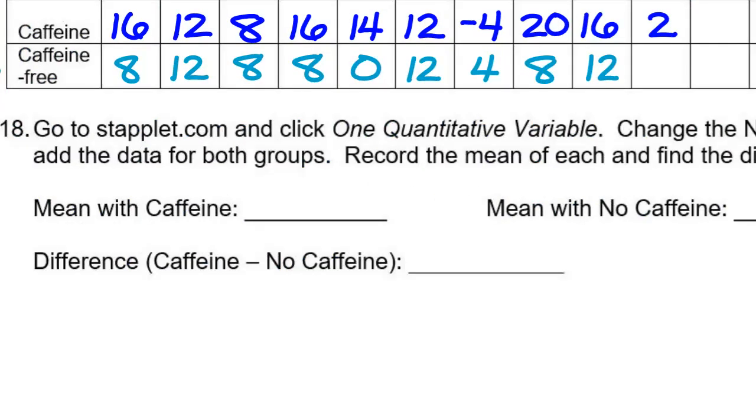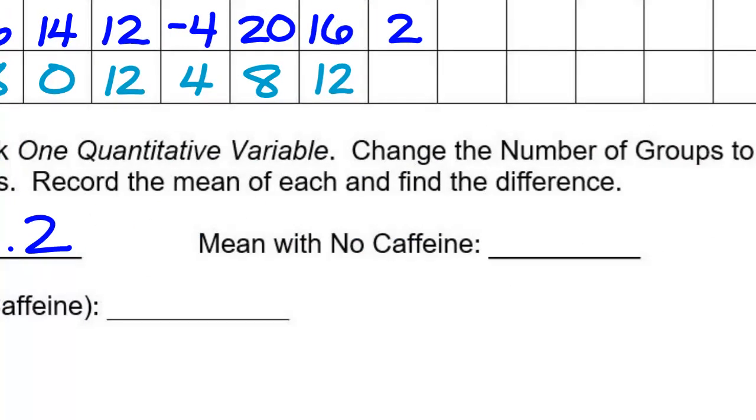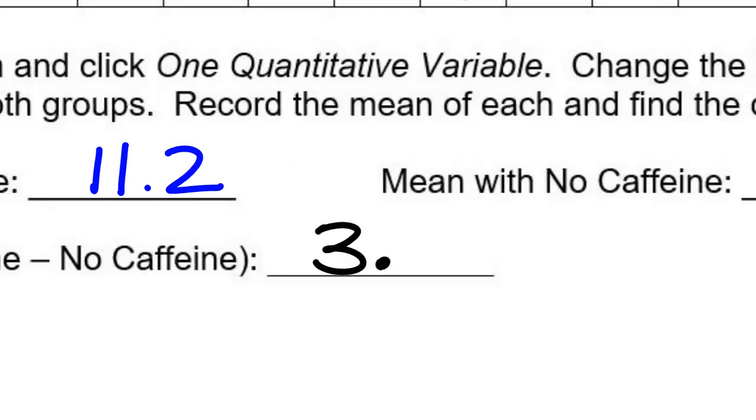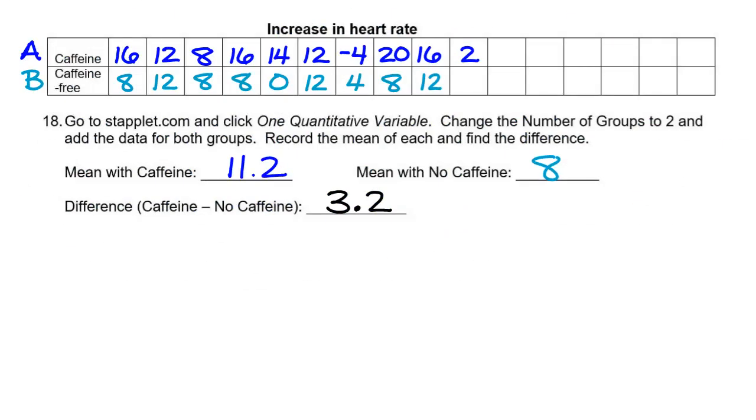So we had 11.2 and exactly 8, right? What is the difference between those? 3.2. So now my question is, is that statistically significant? Is a difference of 3.2 beats per minute a lot? No. Is it possible that that's statistically significant?